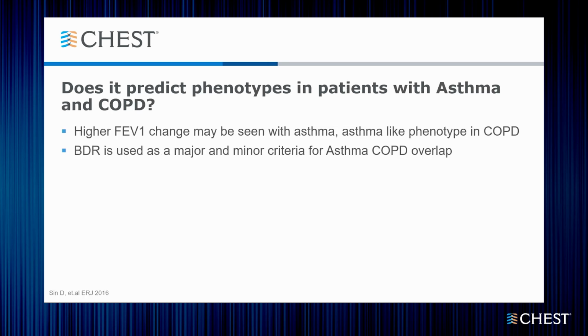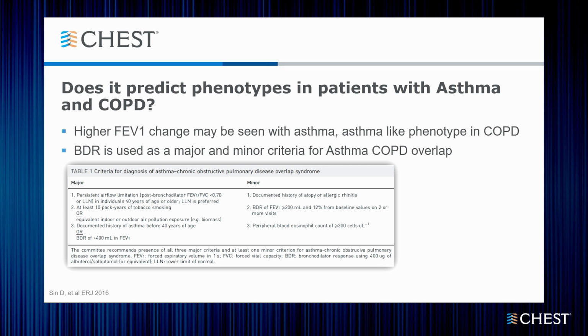Does it predict phenotypes in patients with asthma and COPD? Probably. It does predict, like, a higher FEV1 change is likely seen in asthma or an asthma-like phenotype in COPD. And then, bronchodilator response has been used in one of the definitions for asthma-COPD overlap, both major and minor. You can see major if they have more than 400 ml change in FEV1, or FEV1 change more than 200 ml and 12% from the baseline. That's your old definition. So it may help you in identifying ACO, that's the asthma-COPD overlap.